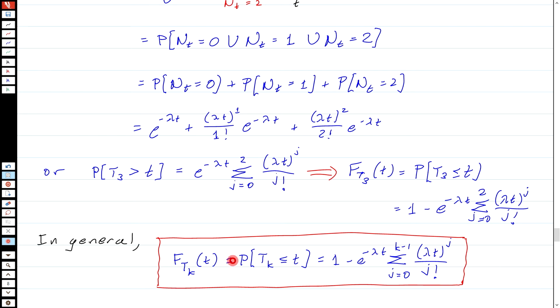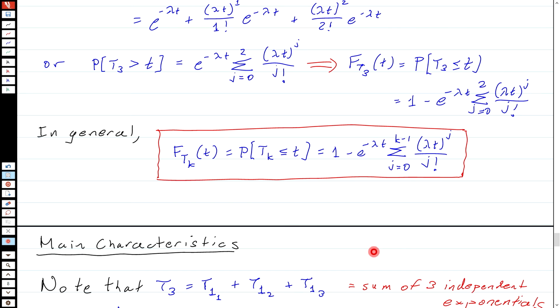Now in general, for any k, we're going to get 1 minus e to the minus lambda t, and this sum goes from 0 to k minus 1. So it depends on which arrival you're looking at.